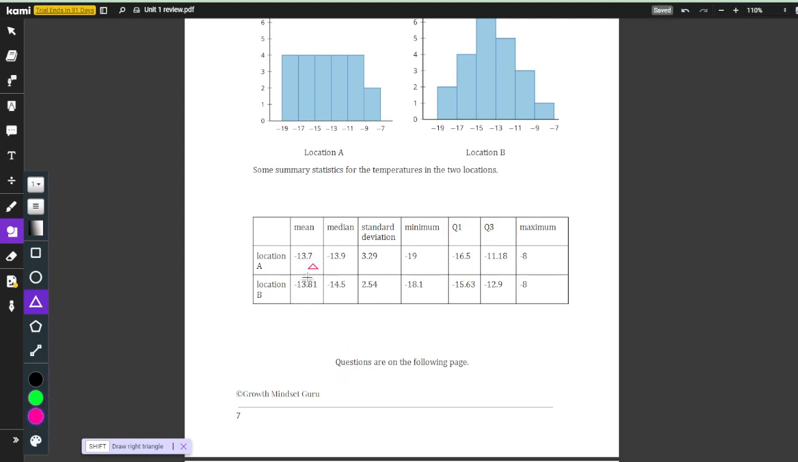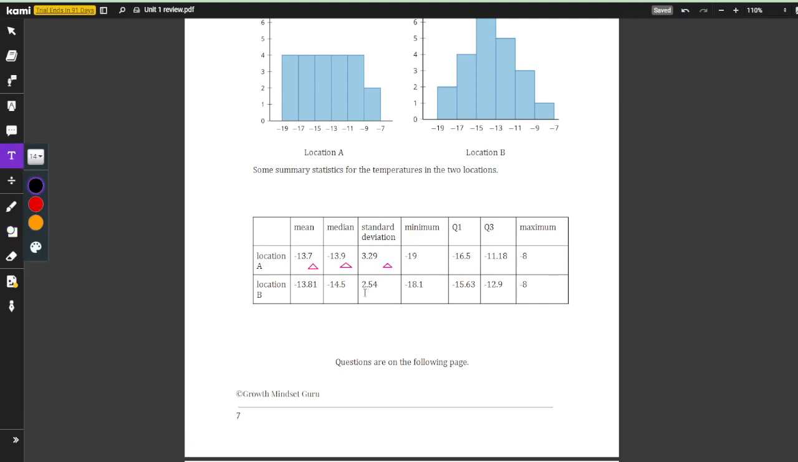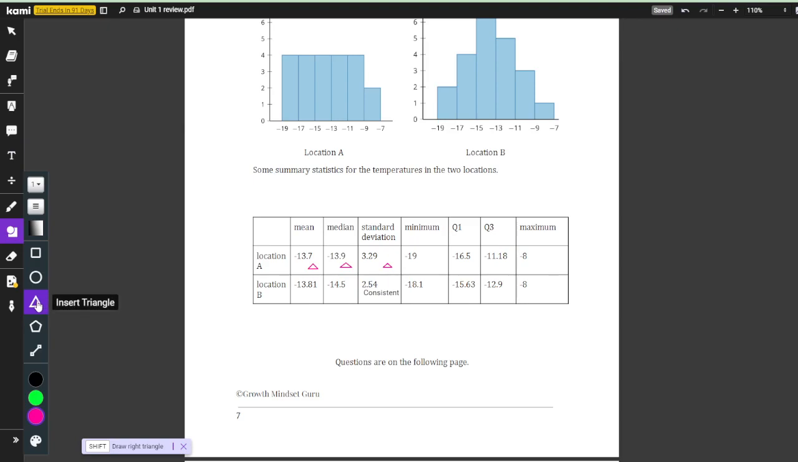Okay. So as you can see, the mean is bigger. A has a bigger mean. A has a bigger median. A has a bigger standard deviation, which means that B is more consistent. Okay. B is more consistent.